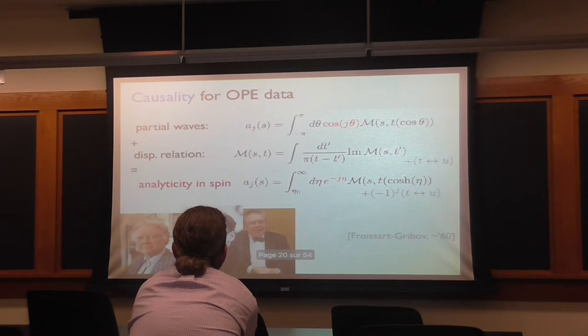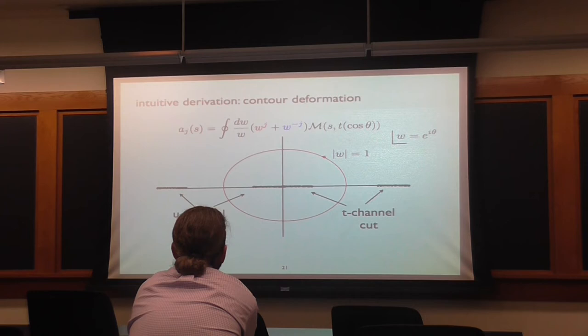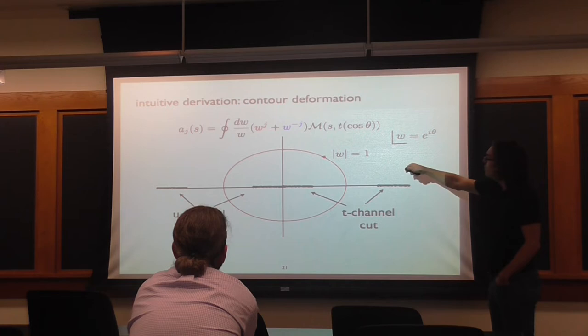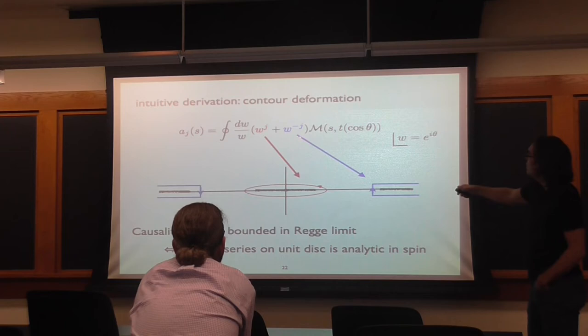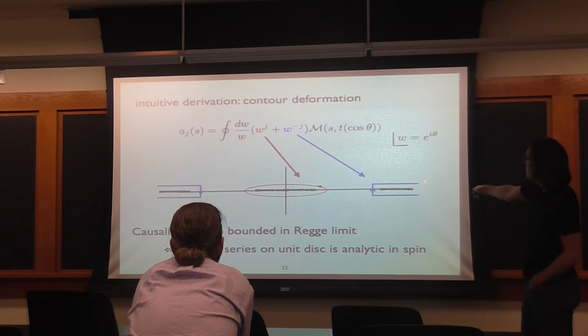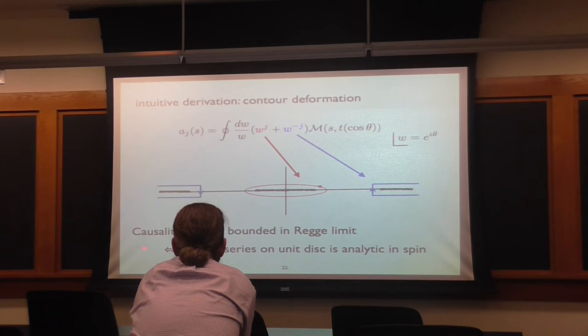This formula has an intuitive derivation. Again, it's a contour deformation trick. So if you want to integrate against a cosine, you can write it as a contour integral on a unit circle, some phase like that. And then the trick is just to close the contour on the cuts. These cuts are the discontinuities of the amplitude. And on one term you want to close on the outside. And the idea is that if J is big enough, you can drop this arc at infinity. And similarly on the left, you can drop the arc down at zero. So the physics is that, provided that you can bound them in the Regge limit, this is an integral.